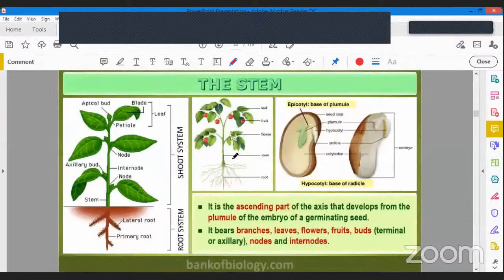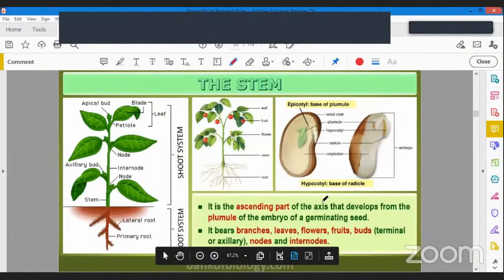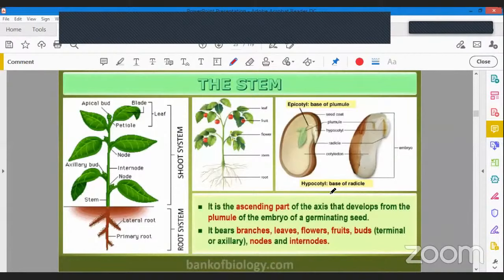Now we go to the stem. What is the stem? The stem is the ascending part of the axis that develops from the plumule. Root develops from the radicle. Shoot develops from the plumule of the embryo of a germinating seed. So what does it have? It bears branches, leaves, fruits, flowers, nodes and internodes. So take it down.